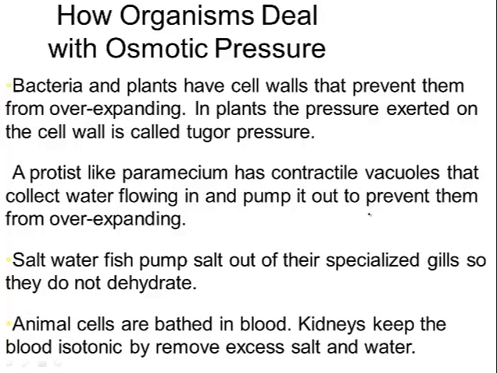Okay? And in us, our cells are bathed in blood. And then we have our kidneys, which help to keep our blood isotonic by either removing excess salt or excess water, depending on what needs to happen. So your kidneys need to be functioning all the time in order to keep your body in homeostasis. So organisms have come up with a lot of different ways to deal with the fact that water is everywhere and it is constantly moving, and there's a lot of pressure put on their cells.